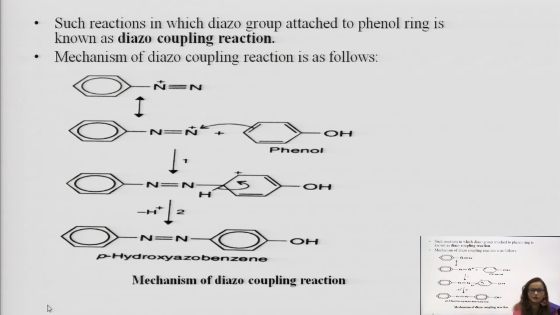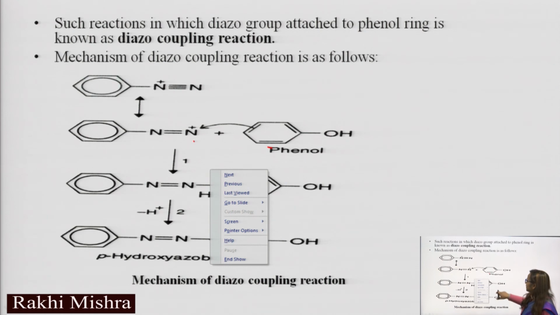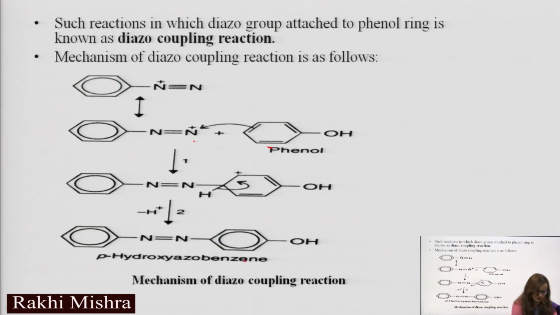This is the mechanism of the coupling reaction. It is very simple: the N double bond N, one N attaches to the other aromatic compound and it forms the azobenzene compound. Thank you very much.